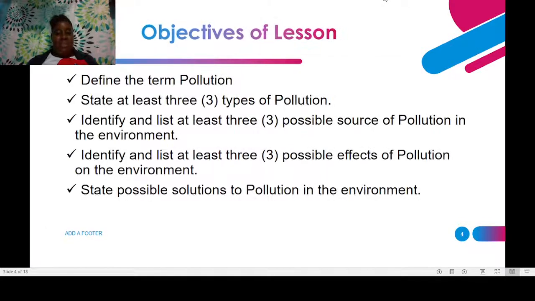Now, before we go further into our lesson, we have to look at the objectives of the lesson. And our objectives for the lesson are to define the term pollution, state at least 3 types of pollution and identify and list possible sources, effects, and solutions to pollution in the environment. By the end of the lesson, you will be able to define the term pollution, state at least 3 types of pollution, and identify and list possible sources, effects, and solutions to pollution.